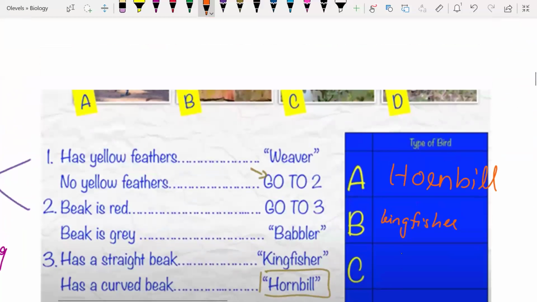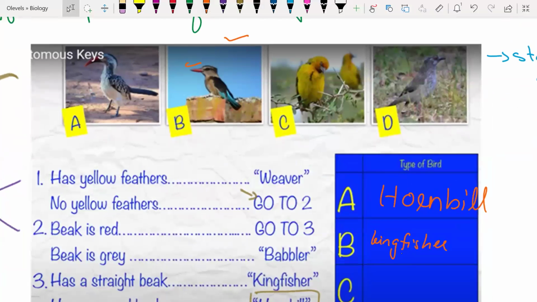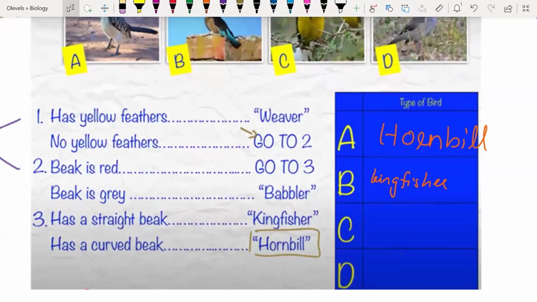Okay. Now we knew that B is a kingfisher. Now we have to move towards image C. For the first key, we know that it has a yellow feather. If it has a yellow feather, then it's a weaver. Yes, it has a yellow feather, right? We don't have to move forward. We straight away know that it's a weaver.